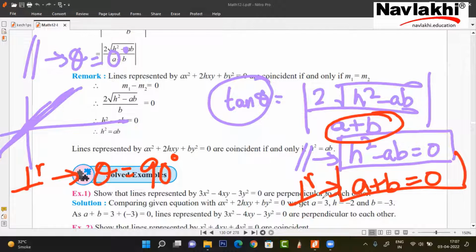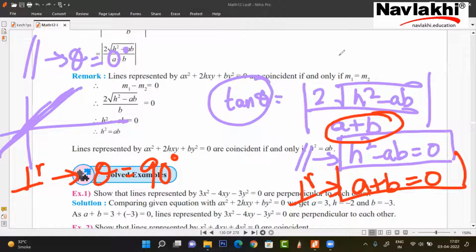3 very important formulas. One is the tan theta formula from the joint equation, one is parallel, numerator 0, one is perpendicular, denominator 0, and one standard formula where m1, m2 is given. Angle between them is tan theta is mod m1 minus m2 upon 1 plus m1 m2.